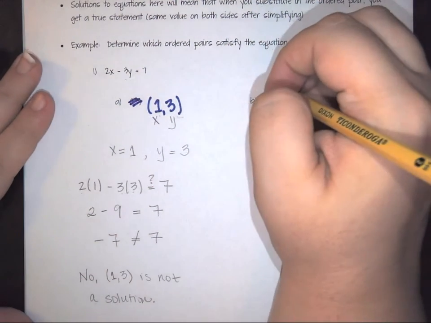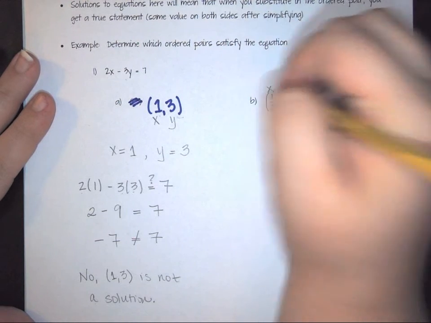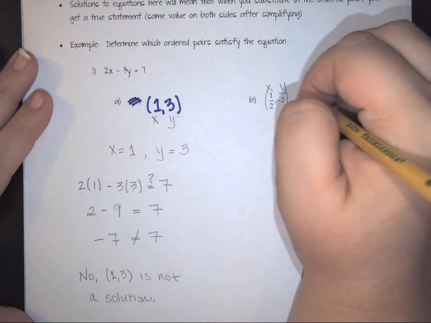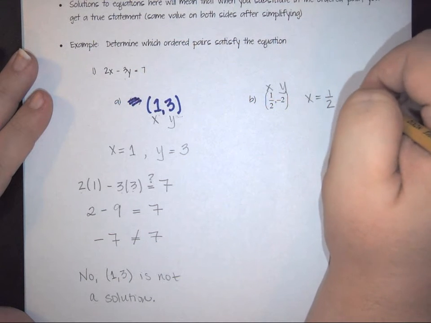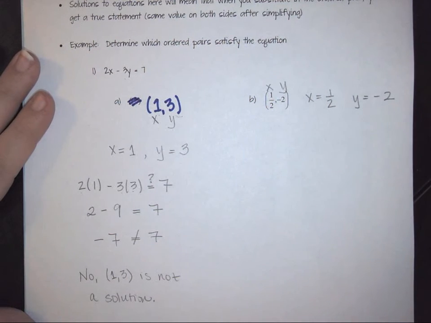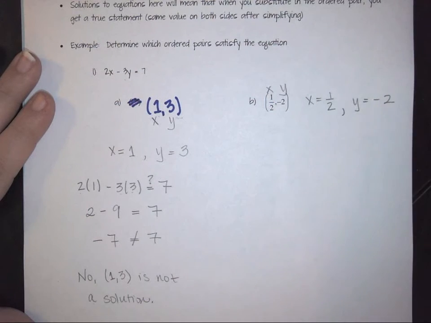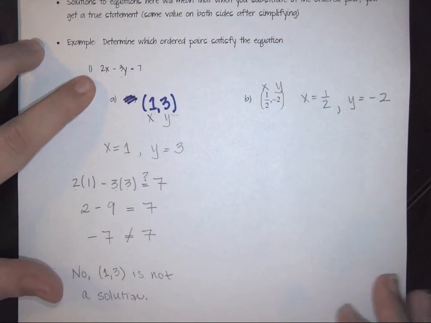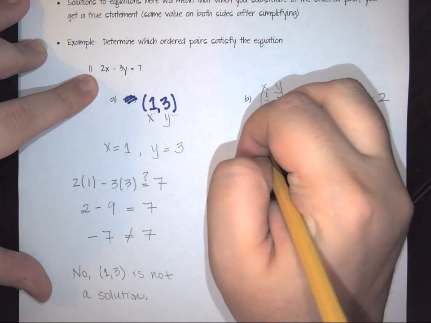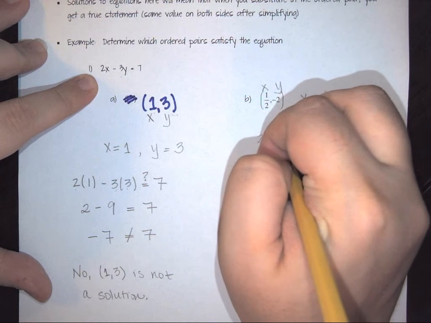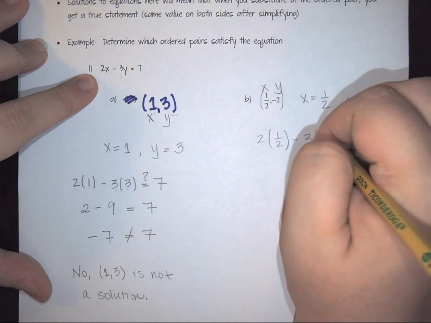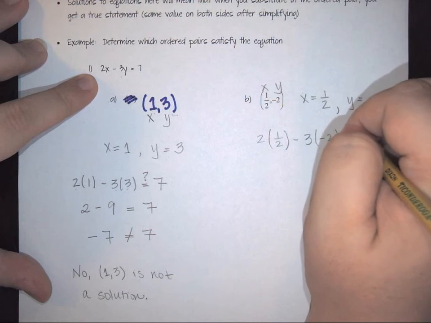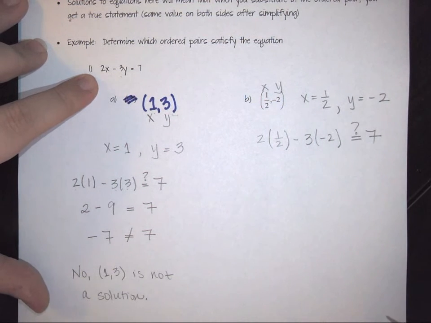So let's try it again. Here again we have x, y. So again, remember that this says that x is 1/2 and y is negative 2. Okay, so this is what we're told. Again, we're using the same equation, so this becomes 2 times 1/2 minus 3 times a negative 2, and we're checking to see if this equals 7.